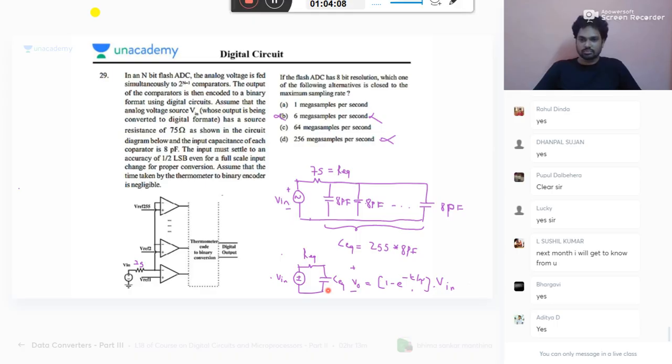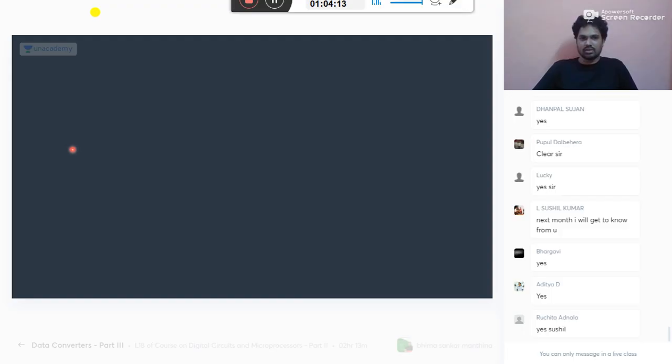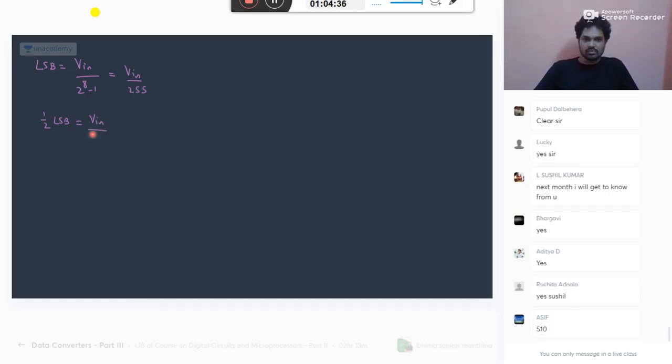Now listen here. Still you will be able to understand the question. See here. What is the LSB? We know it is input voltage by 2 to the power of 8 minus 1, which is Vin by 255. The examiner wants half LSB. That is half of this. What is the answer? Vin by 2 into 255, which is 510. So your V naught should be Vin plus or minus half LSB.